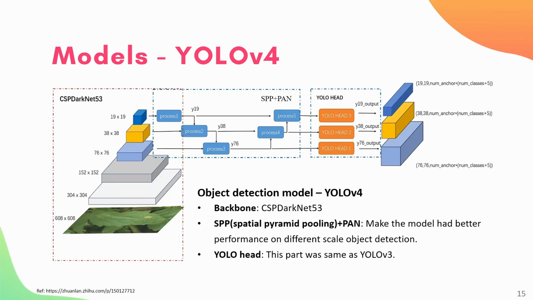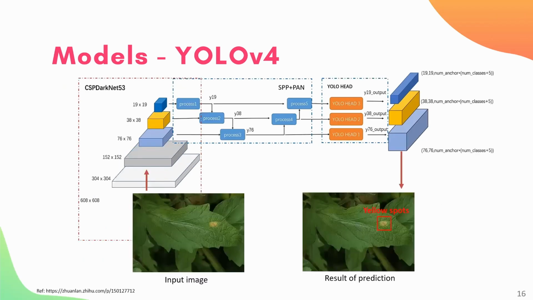And the SPP, spatial pyramid pooling, and PAN architectures make the model perform better on different scale object detection. And the YOLO head, this part was the same as YOLOv3, and it was used for class prediction and bounding box regression. So when we input a leaf image with lesions, we hope YOLOv4 can help us find out the location and the class of the lesions.